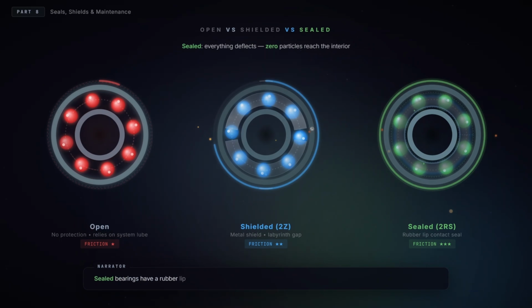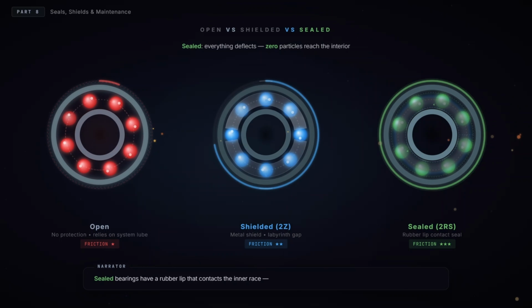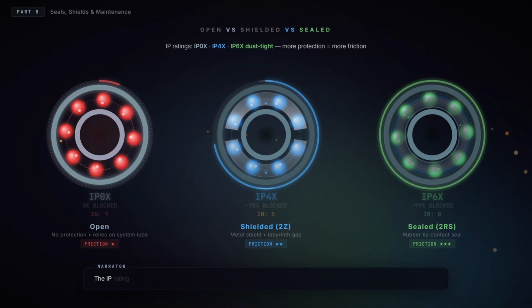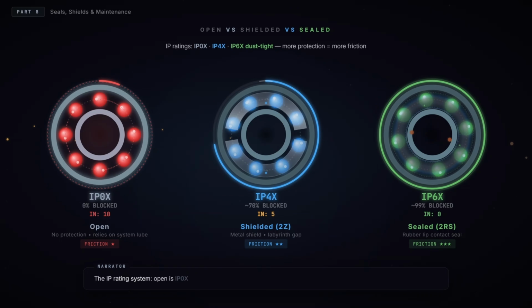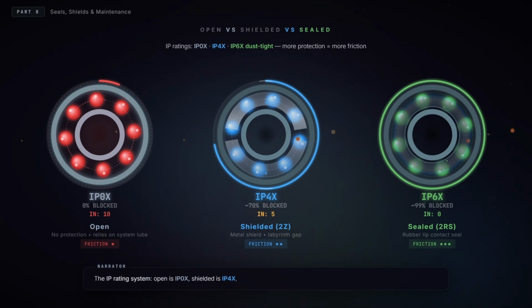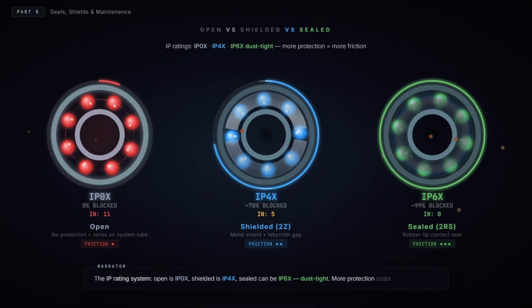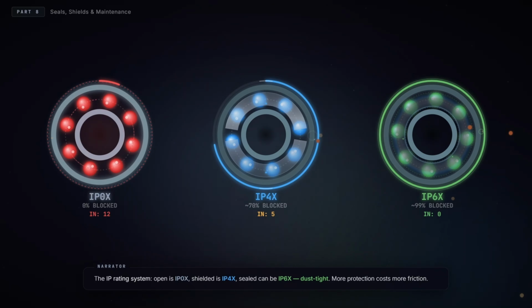Sealed bearings have a rubber lip that contacts the inner race. Much better protection, but it generates some friction. The IP rating system: open is IP0X, shielded is IP4X, sealed can be IP6X. More protection costs more friction.